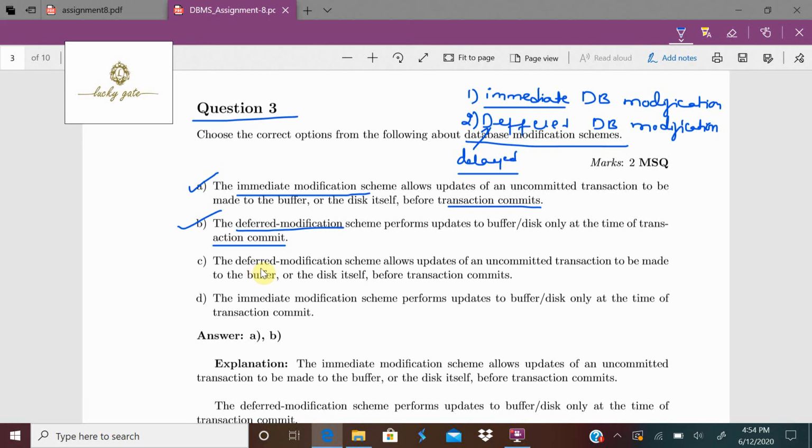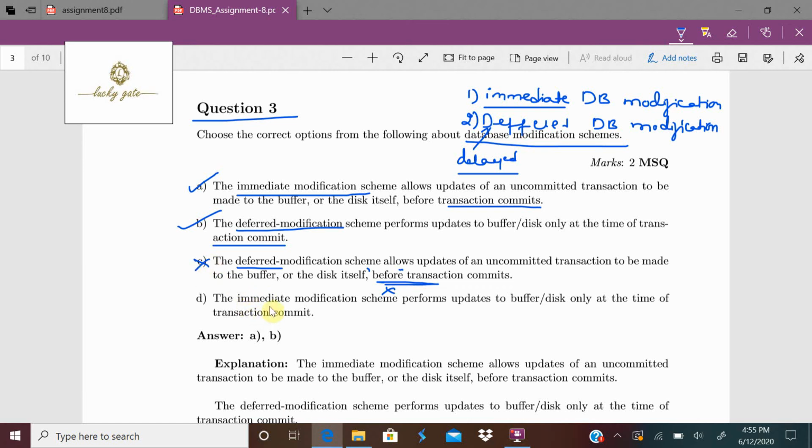Now option C is given: the deferred modification scheme allows updates of an uncommitted transaction to be made to the buffer or to the disk before the transaction commits. Because of the words before the transaction commits, it is a false statement. Why? Because deferred means delaying modification, and delayed modification will not be done before the transaction commits. So option C is incorrect.